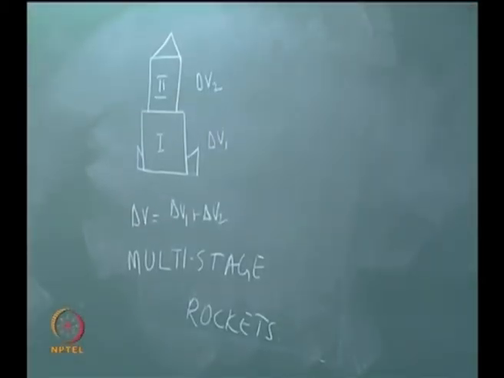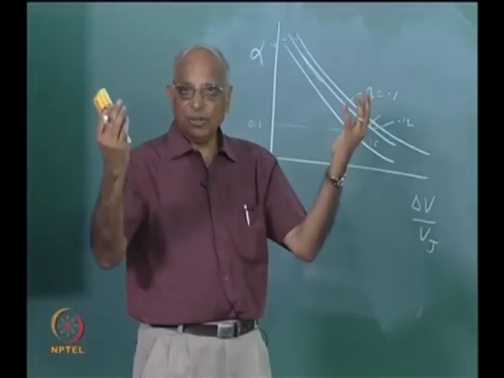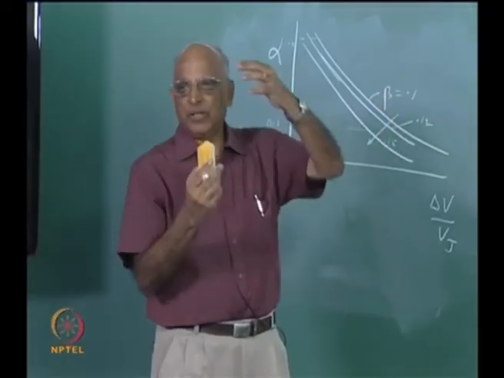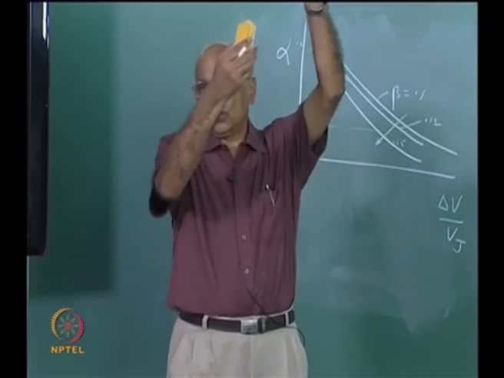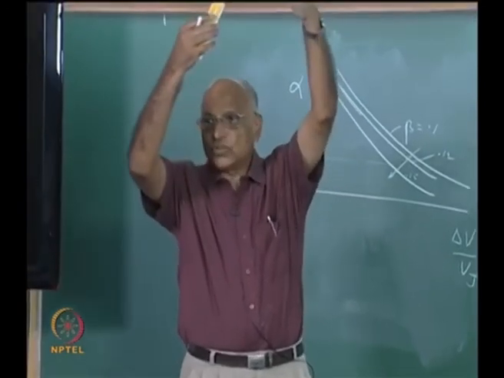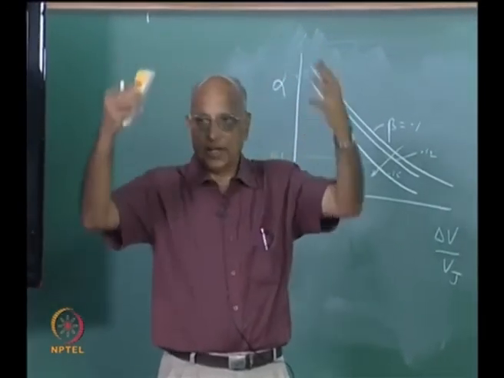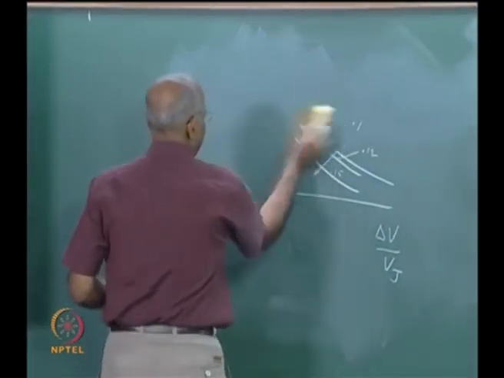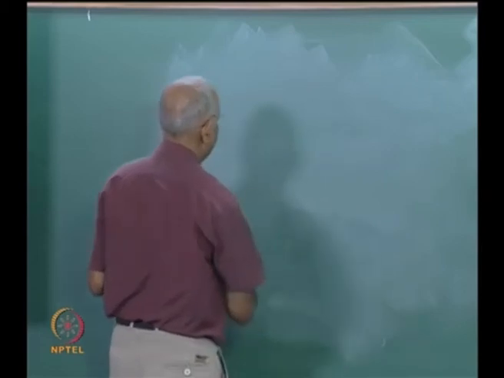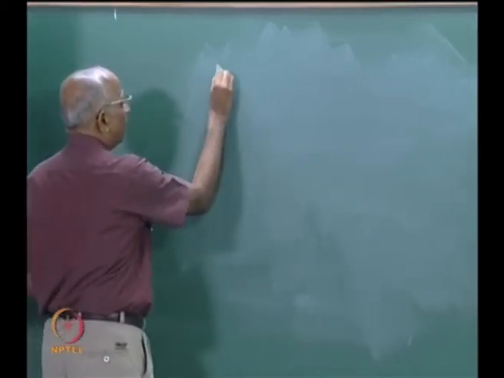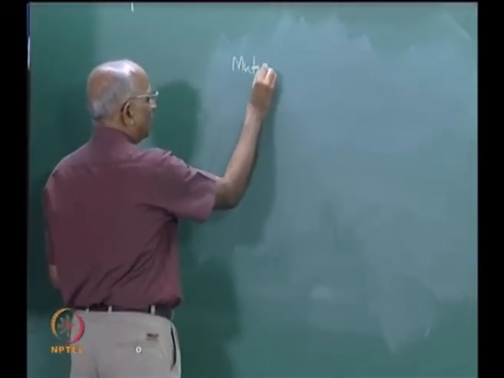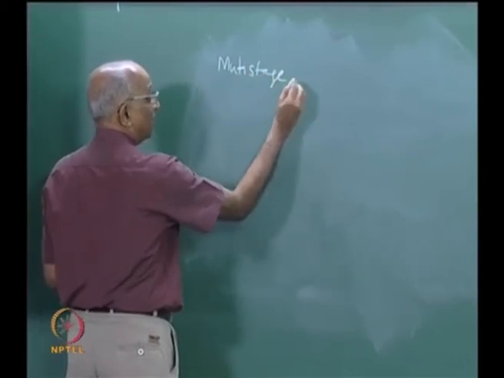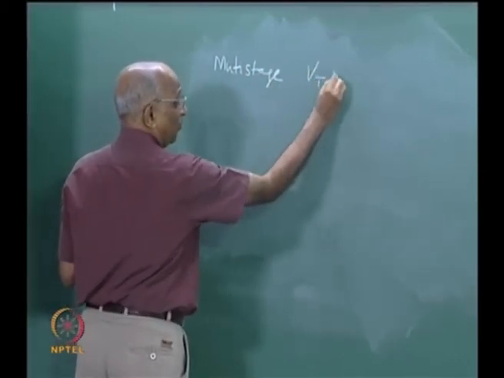And most of the rockets which we will be seeing in the slides today would be all multi-stage. That means you want a velocity increment of something like 10 kilometers per second; maybe the first one could give you 2, the second one could give you 4, the third one could give you still higher, and therefore you keep on adding, and this is what we call multi-stage rockets. Using the rocket equation, multi-stage rockets can give me whatever velocity I want.